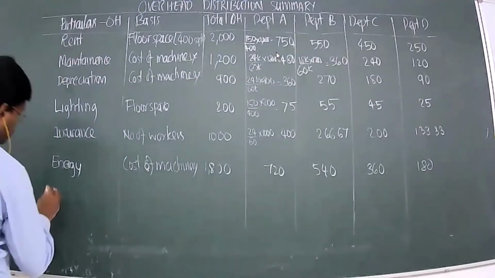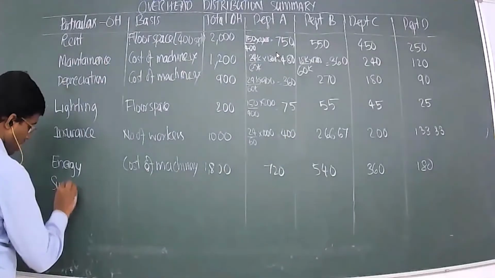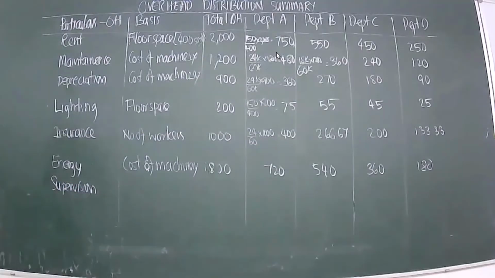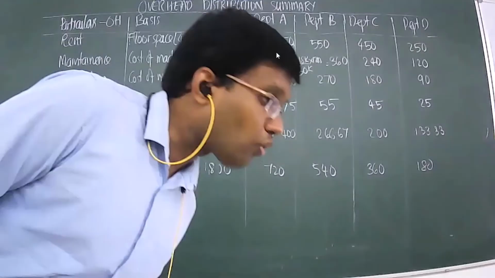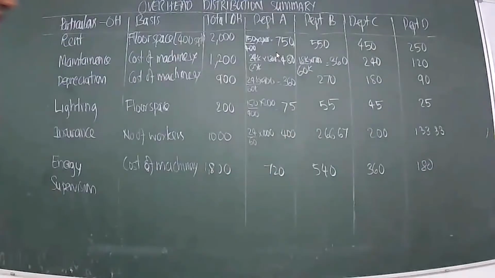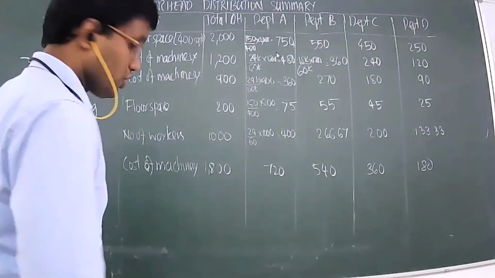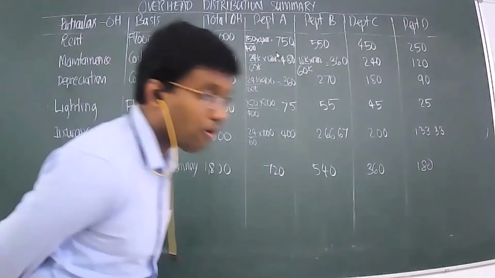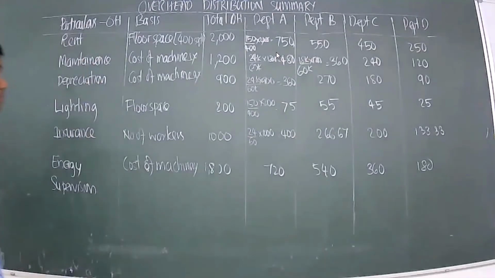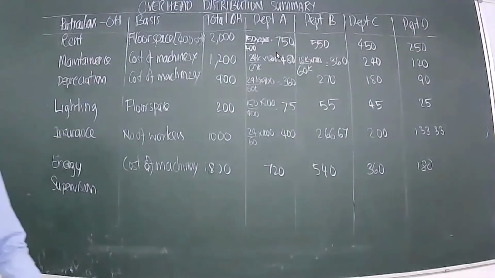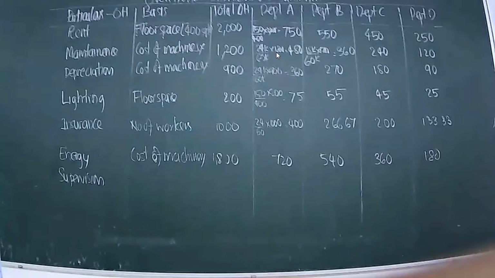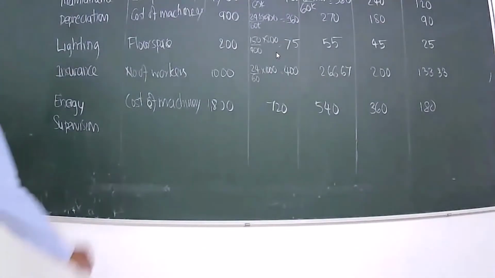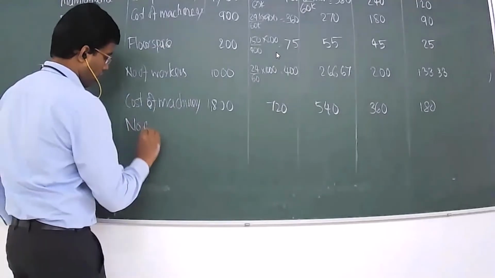Next one, supervision. Any guesses on what would be the basis for supervision? Supervision would be the cost that you're spending for supervising your employees. So any guesses what would be the basis? Some of you have already got it correct. It is number of workers.